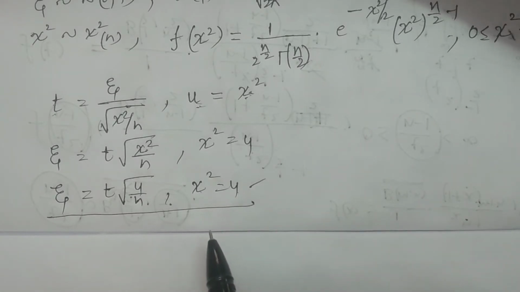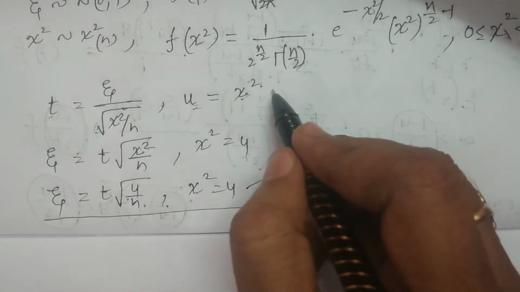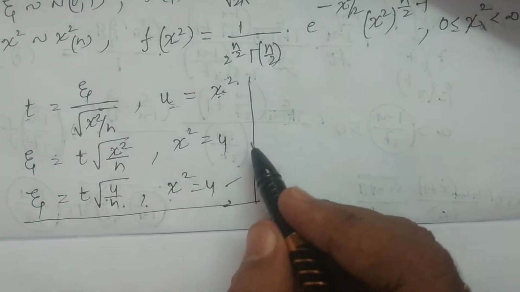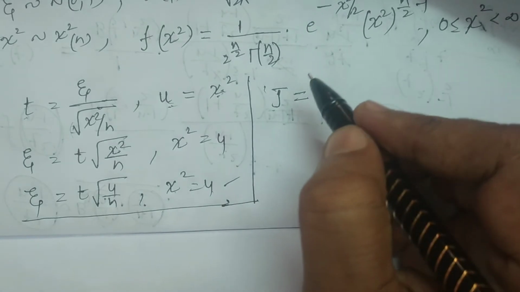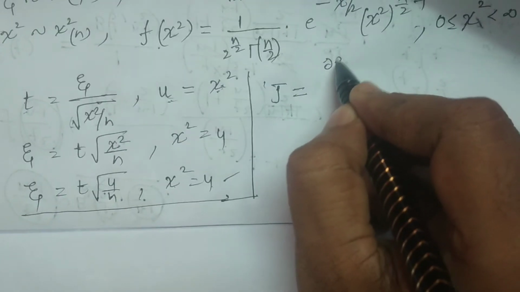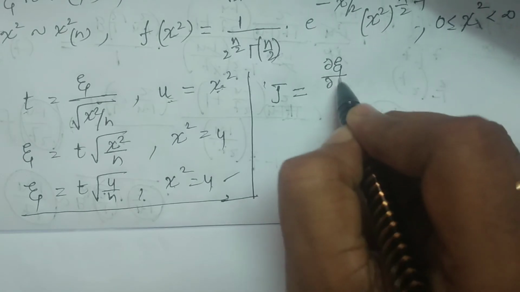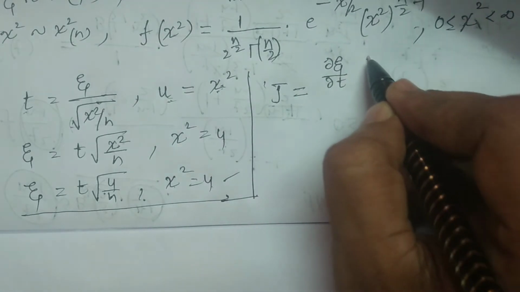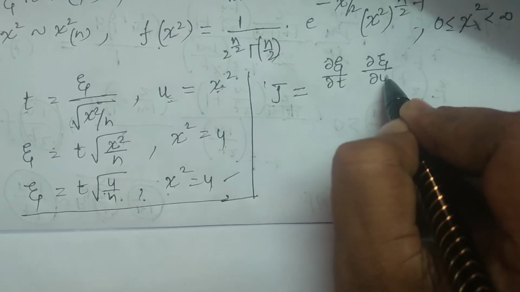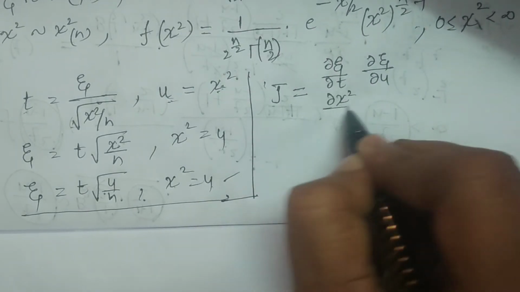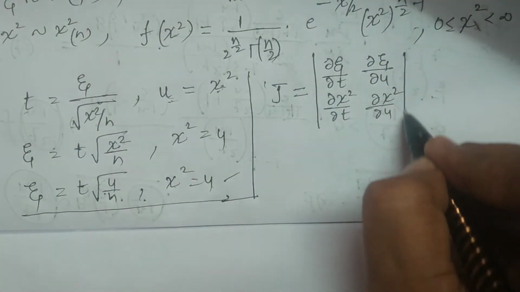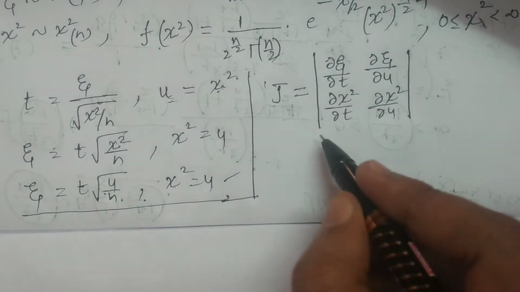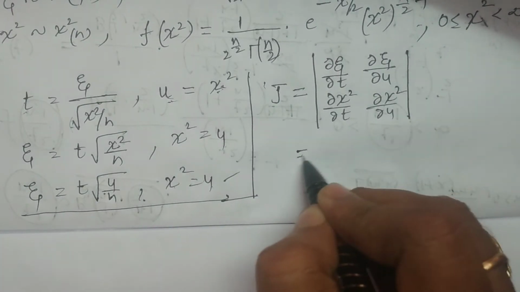So now we have to calculate the Jacobian, the two variable transformation Jacobian value. What is the formula of the Jacobian J? Jacobian J is going to be calculated by dou xi by dou t, similarly xi differentiated with respect to u, dou xi by dou u, similarly dou chi square by dou t, dou chi square by dou u. This is the formula of the two variable transformation Jacobian.